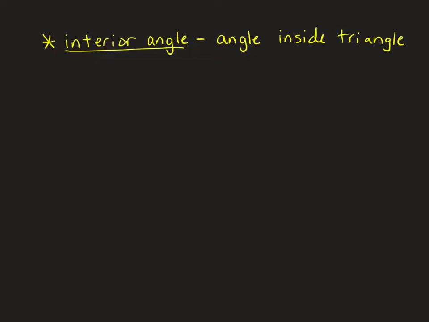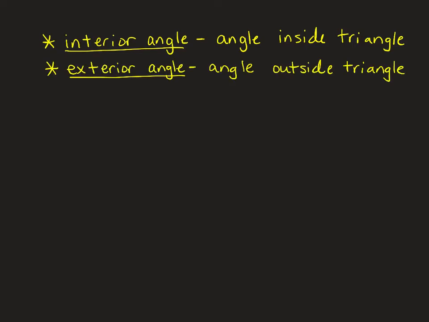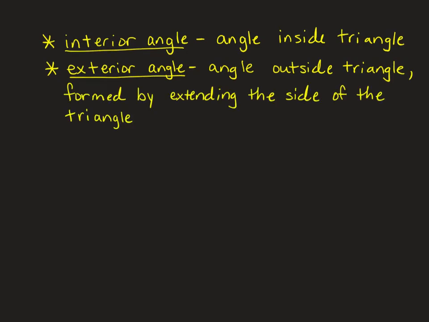An interior angle is just an angle inside a triangle. An exterior angle is just an angle that is outside a triangle. It's formed by extending the side of the triangle. So as the side of a triangle extends, the angle between that and the triangle is called an exterior angle. We'll see one in just a moment.